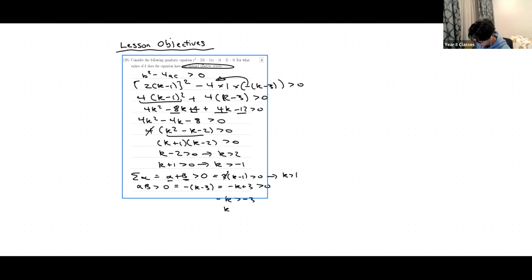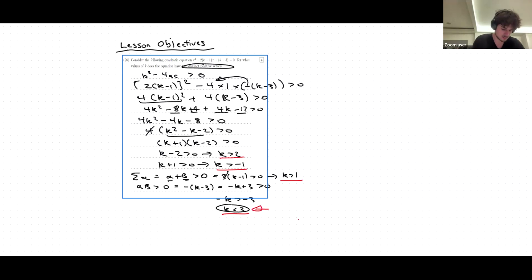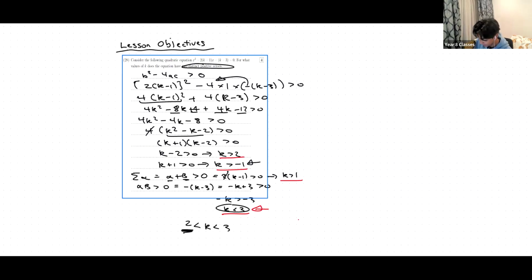So you want to look at your most constricted bounds now. You have here k greater than 2, k greater than -1, k greater than 1, and k less than 3. The upper bound has to be 3 because that's the only upper bound you have. Now what is our most constricted lower bound? It's just 2 and 3, right? Yes, because if you say it's -1, then you're not satisfying where k has to be greater than 2. So it would be this.